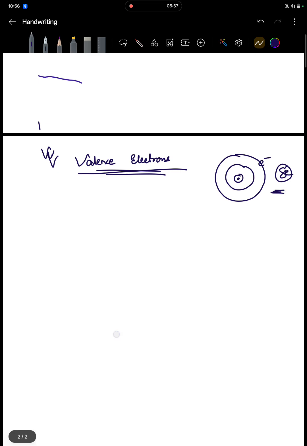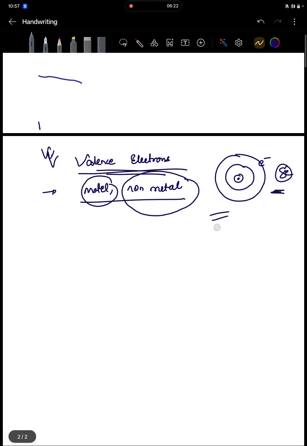The valence electrons determine the physical and chemical properties of the materials, and also these electrons determine whether the material is metal or non-metal. It provides the metallic properties or whether the material is a non-metal, and all its physical and chemical properties it is going to determine.